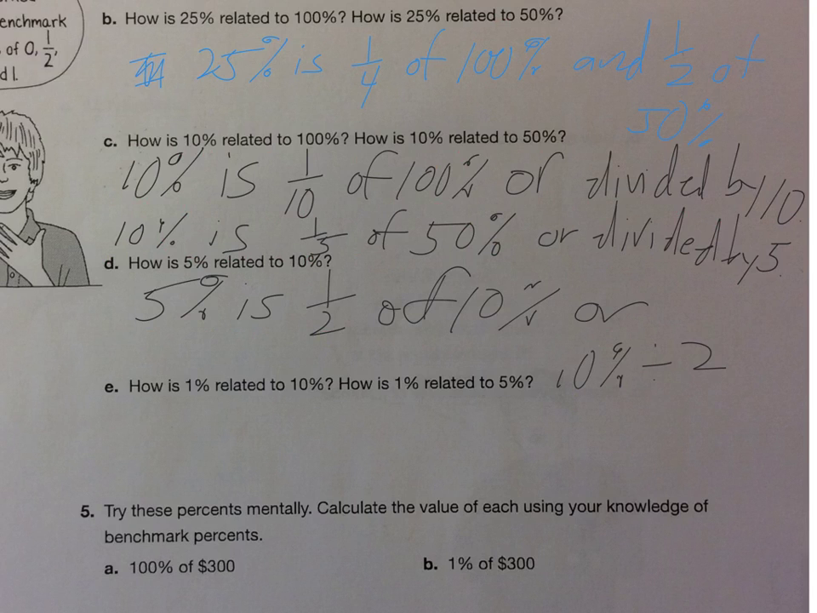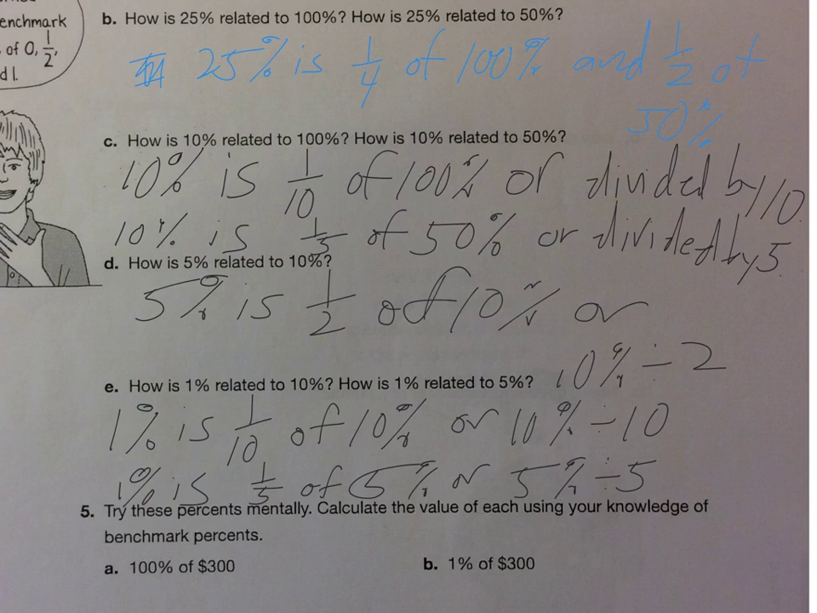This next one is how I would figure out 1%. How is 1% related to 10%? How is 1% related to 5%? What I wrote down here is that 1% is 1/10 of 10%, or it's 10% divided by 10. So if I have a figure for 10%, if I divide that by 10, I'll have what 1% is. And 1% is 1/5 of 5%, or 5% divided by 5. So again, if I can calculate 5%, if I divide that by 5, I get to 1%.